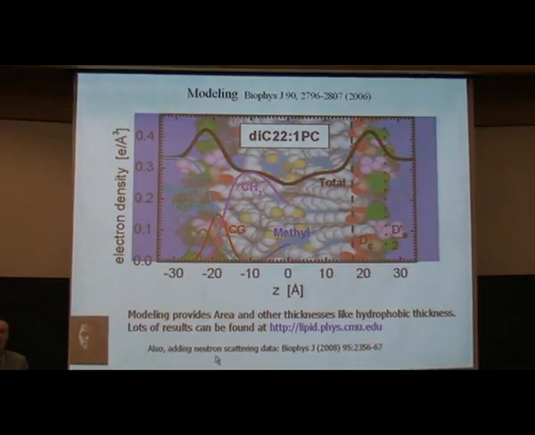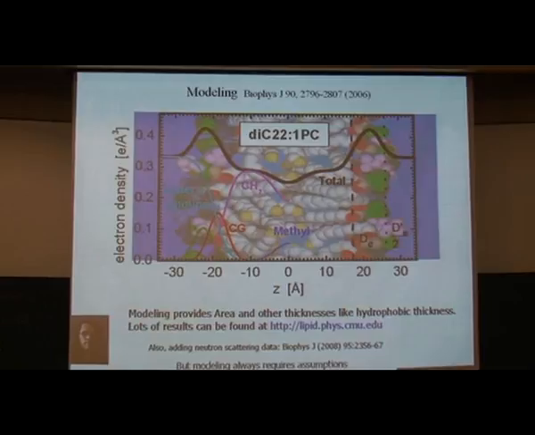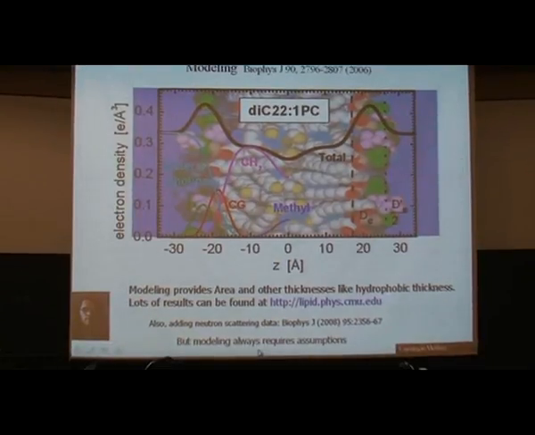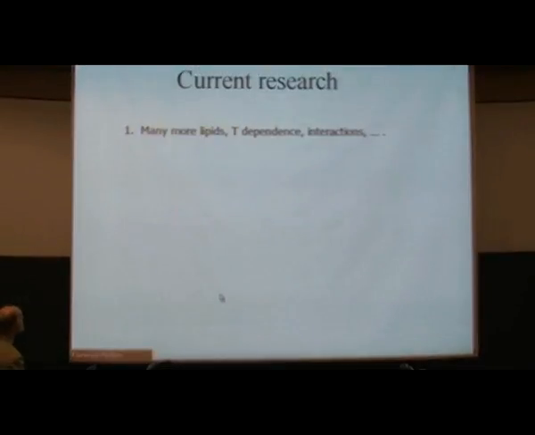We're adding neutron scattering, and he has come up with a way of analyzing both the X-ray scattering and the neutron scattering with the same model. It's quite a feat, I think, and it's already being done. But modeling, no matter how you do it, always requires assumptions. And that leads me to the last topic that I want to emphasize.